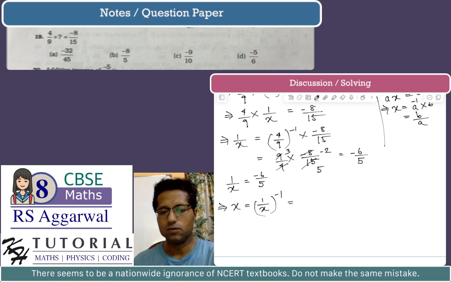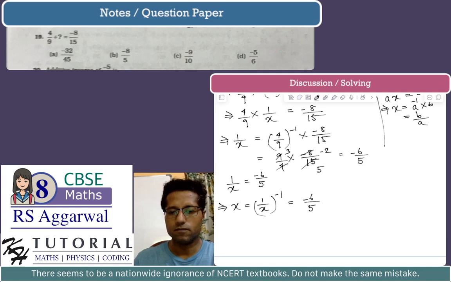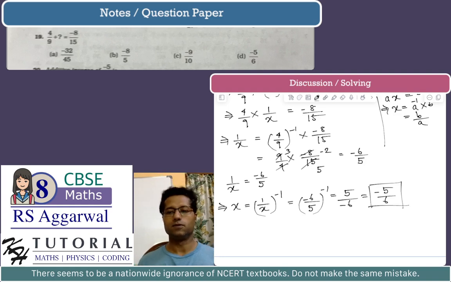So x will be equal to the multiplicative inverse of 1 by x, which is equal to the multiplicative inverse of minus 6 by 5. We just interchange the numerator and the denominator, 5 by minus 6. Now we will make the denominator positive, which will be equal to minus 5 by 6. So the question box, the rational number, will be minus 5 by 6, and hence the correct choice is D.